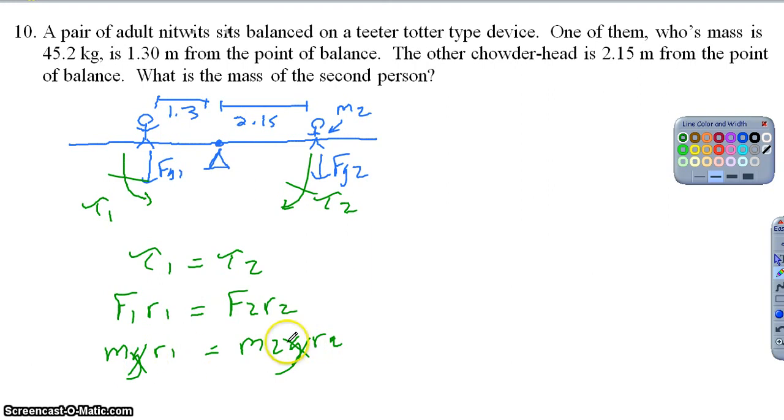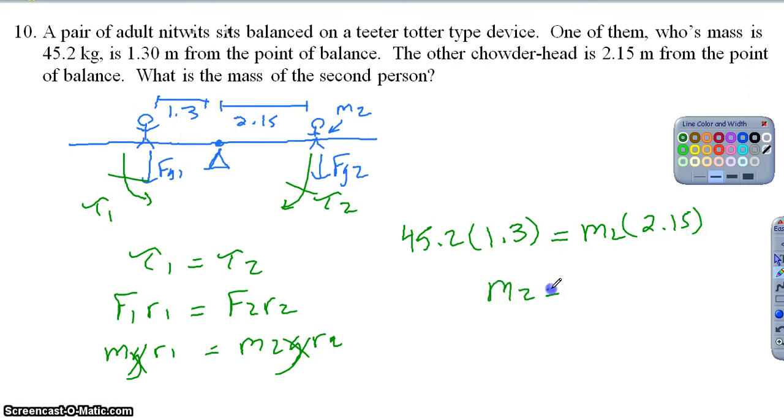If I do that beforehand, it just simplifies this a little bit, but I would get mass 1, so 45.2, times the radius from the center, so times 1.3, would equal mass 2, which is my unknown mass, times again the radius from the center, so 2.15. In solving for that, I would find my second mass to be about 27.3 kilograms.